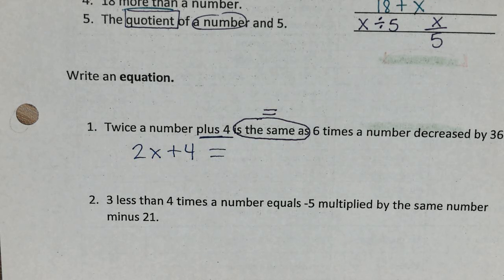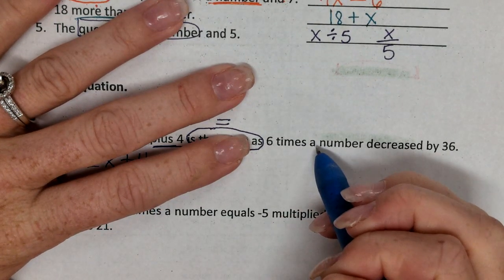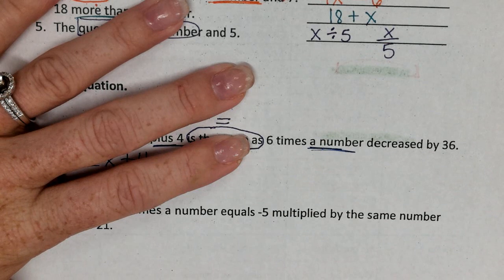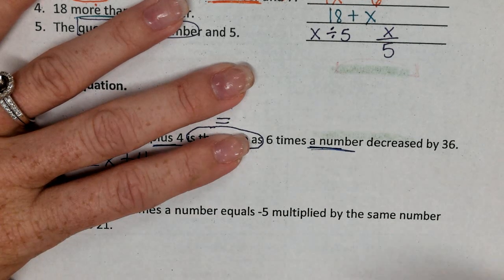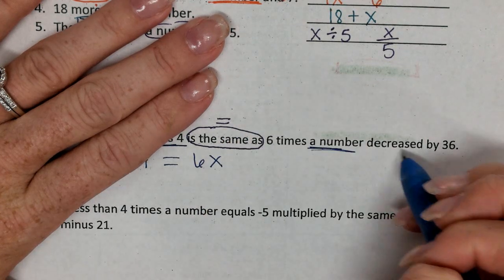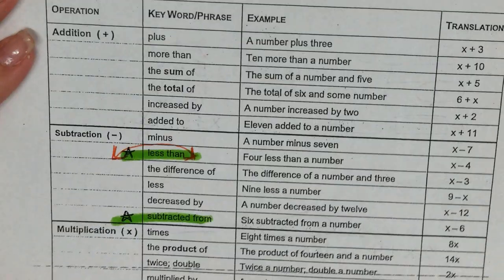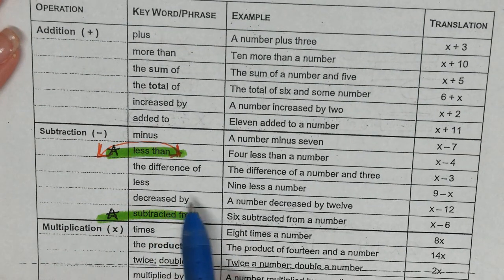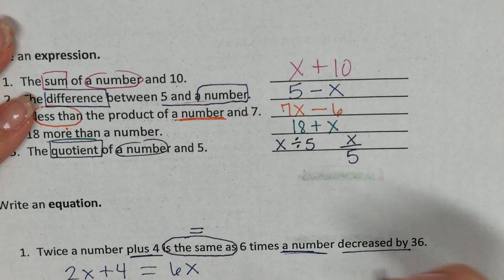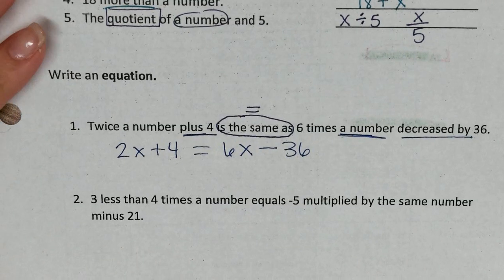Now we're going to do the right side of the equal sign. Here we go. 6 times a number. What do we call a number? So how would I write 6 times x? 6x. Decreased by, minus. Pretend I didn't know that. I go back here and find decreased by. Here it is. It's not highlighted, so I just go left to right. So minus 36. And I'm done.